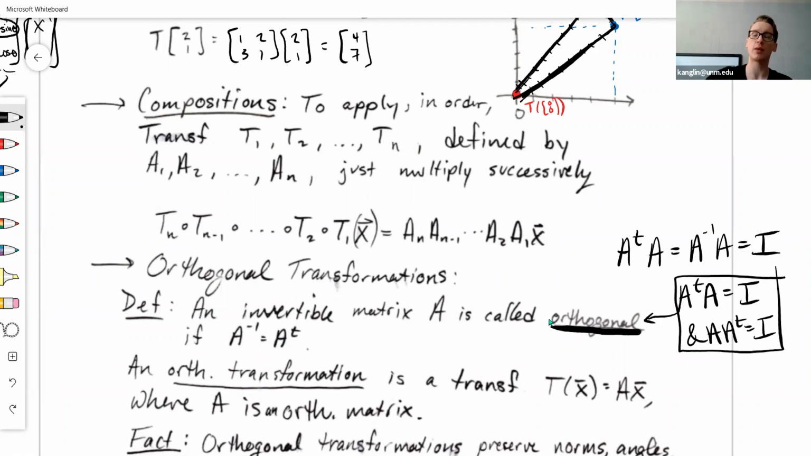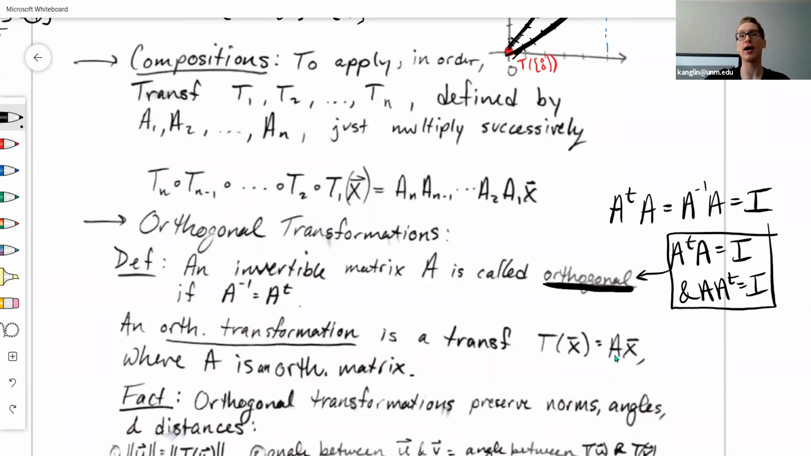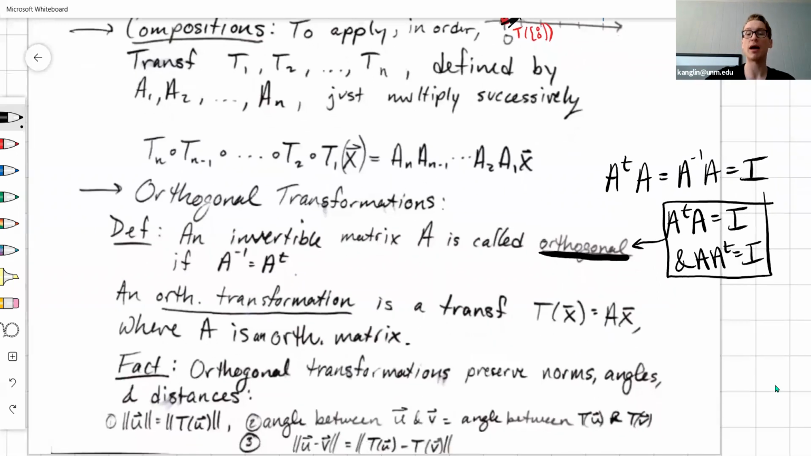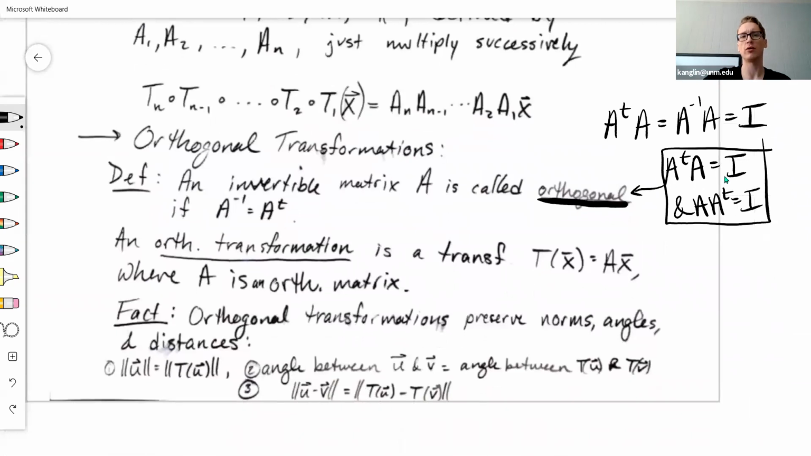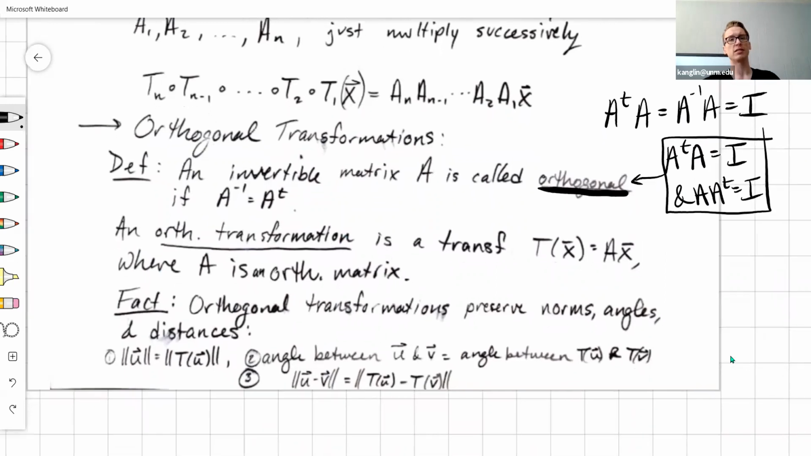But if you have a matrix with that property, an orthogonal matrix, then an orthogonal transformation is just a transformation defined by an orthogonal matrix, right? A transformation T such that applying T is equivalent to multiplying by your orthogonal matrix A. Some facts about these things, why we care about orthogonal transformations. We'll talk about why these orthogonal matrices are useful a little bit more later in the course. But for now, what are some useful properties of these things?